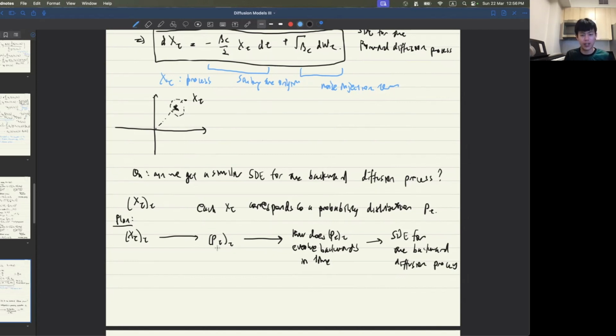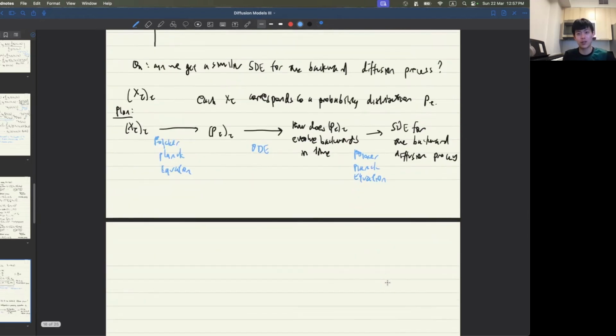And let me just write it out. So the first arrow can be solved by what we know as the Fokker-Planck equation. Fokker-Planck equation can be viewed as a tool in which we convert a stochastic differential equation into the evolution of its probability distribution. The second arrow can be achieved through ordinary differential equation tricks. And the third arrow is again by Fokker-Planck equation. It seems like all three arrows are achievable, so we'll just proceed with it.